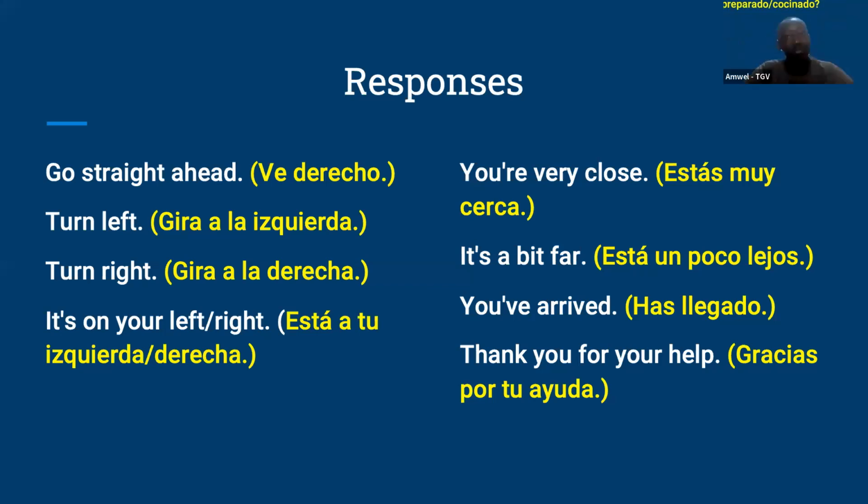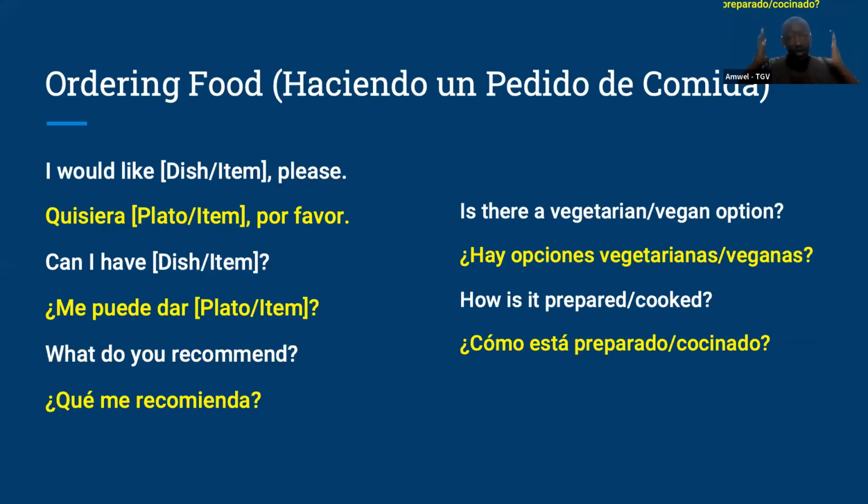Okay. So now you wanted to go somewhere, and in the process of getting where you want to go, you are feeling a little bit hungry and you need to eat some food. So we want to see how we can order a few dishes. Yes, so "haciendo un pedido de comida," ordering food. How do we do food ordering? You can say, "I would like," then you put something there, and "please."